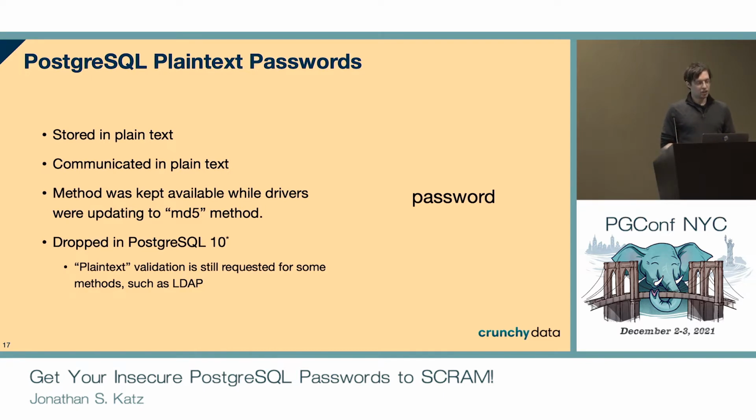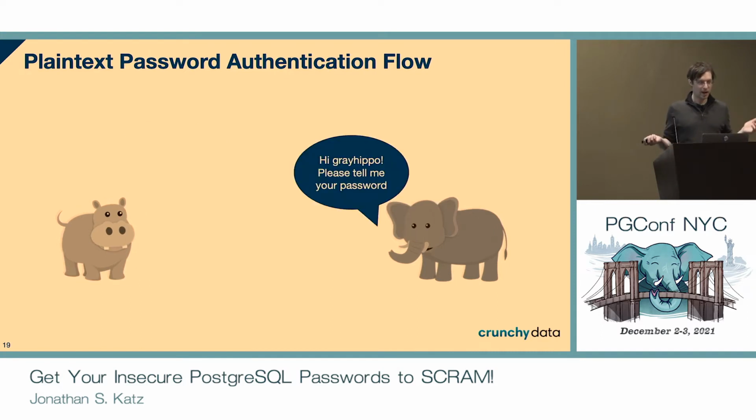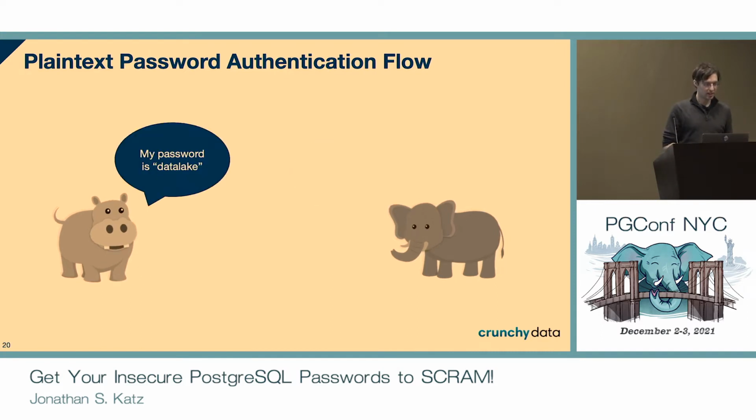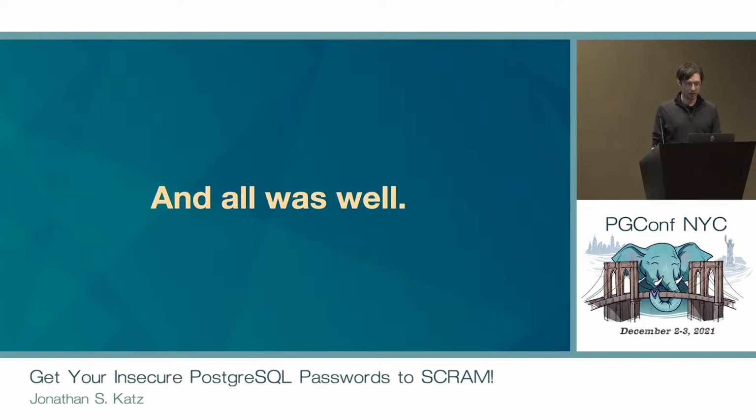So how does this authentication flow work? I'll speed through it because it's fairly straightforward. Hi, my name's GreyHippo, I want to authenticate. Postgres says, great, tell me your password. GreyHippo says, my password is data lake. Postgres says, confirmed, this matches, it's data lake, you can access your data.